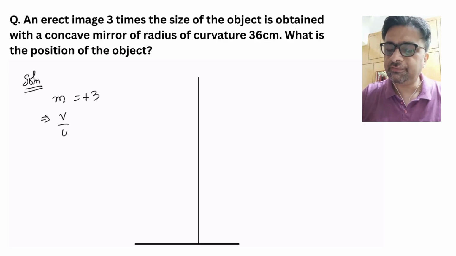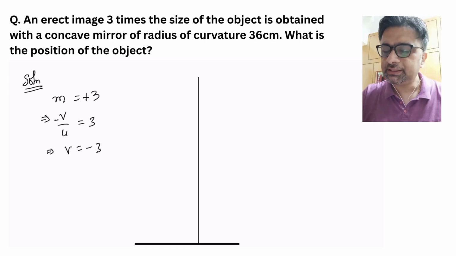So we have minus v by u, that's what magnification is in case of a mirror, is equal to 3, and that gets us v is equal to minus 3u.